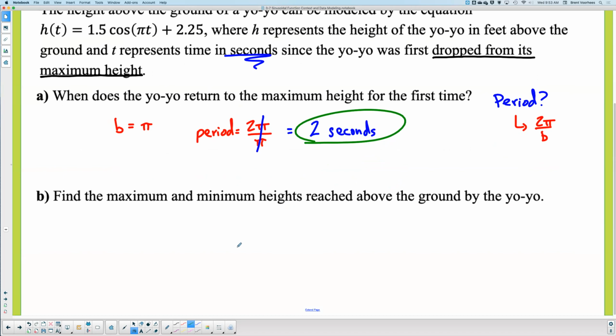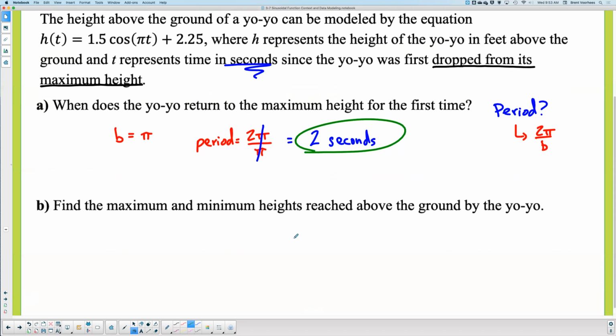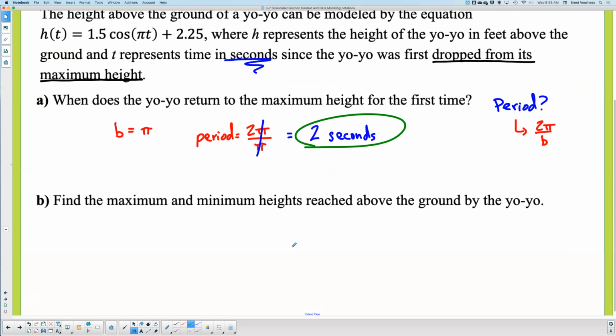How about part B? Find the maximum and minimum heights reached above the ground for the yo-yo. Now, using the equation, how could I figure out the maximum and minimum? Just plug it in. Maximum minus minimum divided by 2 equals 1.5, and then you would solve with algebra. 1.5 times 2, which is 3.